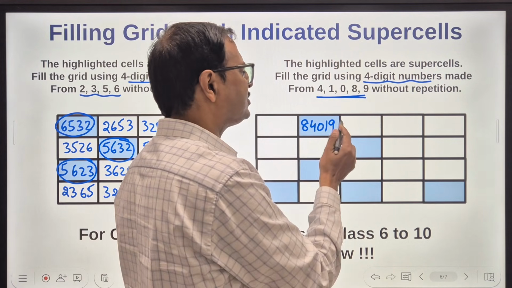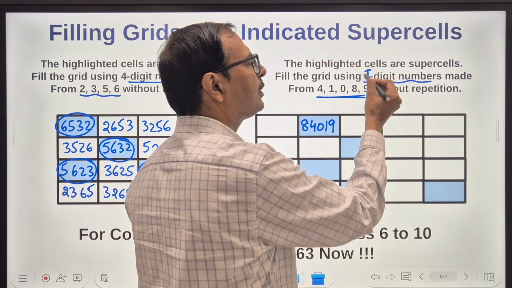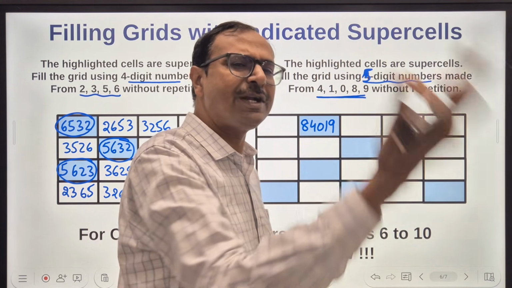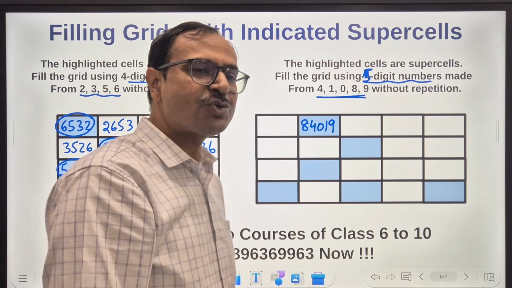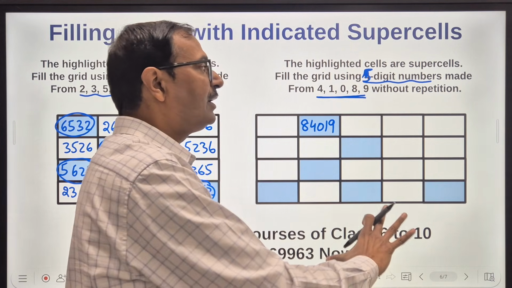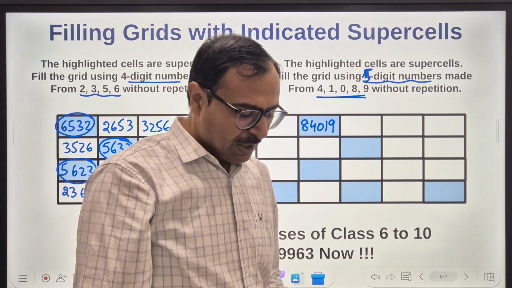So I am taking 5-digit numbers. To complicate it further, let's say 5-digit numbers, no problem. You can take 4-digit numbers also, 3-digit numbers also. So I am doing 5-digit numbers here, just to complicate it and show you that even 5-digit numbers will work in the grid, right?